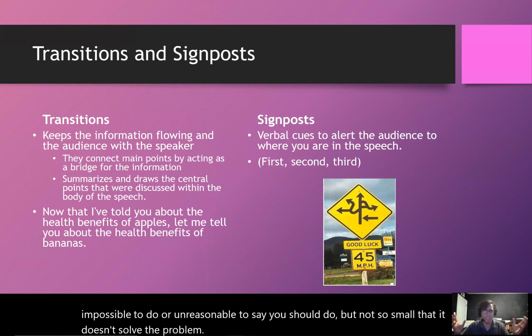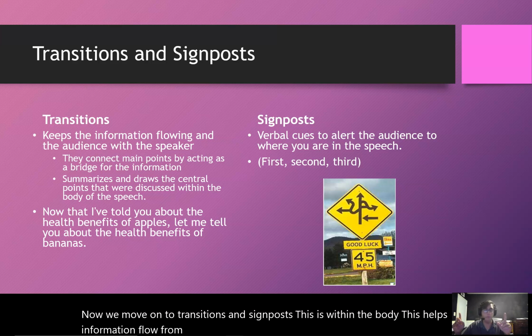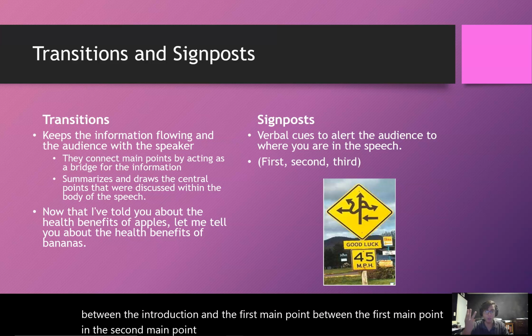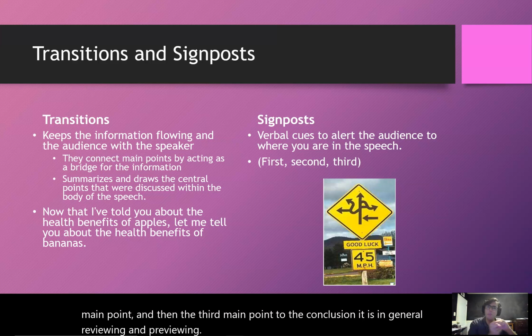Now we move on to transitions and signposts. This is within the body. This helps information flow from point to point. So there's one between the introduction and the first main point, between the first main point and the second main point, between the second main point and the third main point, and then the third main point to the conclusion. It is, in general, reviewing and previewing. Every time it reviews and previews.